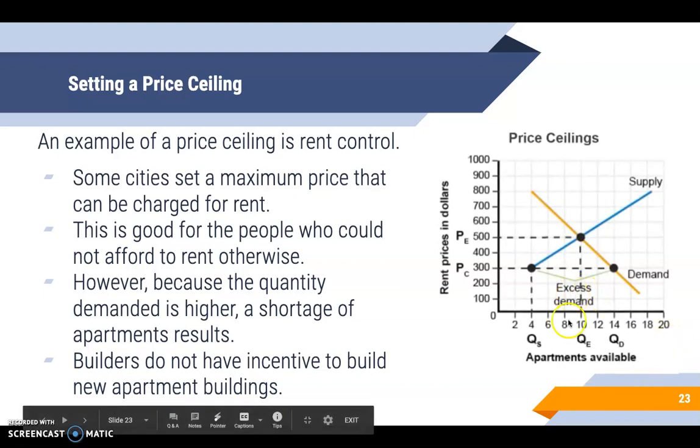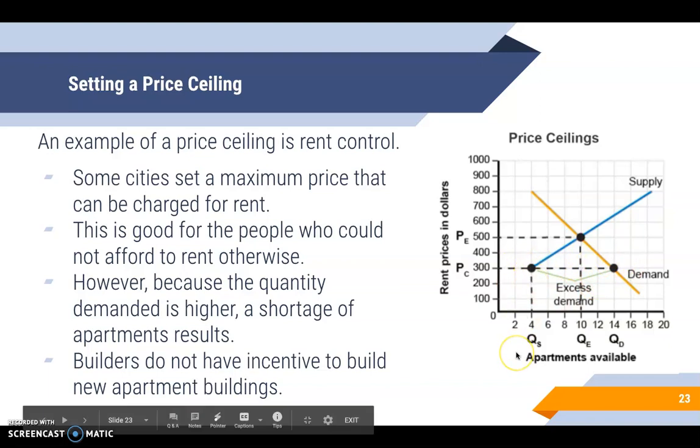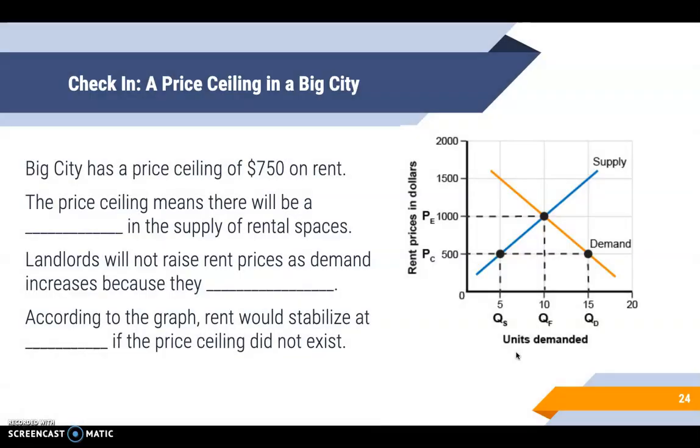So let's talk through that. So if the government comes in and says that we can only charge $300 for rent, there's going to be 4 apartments that are supplied, okay? But the demand when the rent is $300 is at 14. So now we have a shortage. 14 people want apartments, but only 4 of them are going to be able to get them at $300. So that's going to cause that shortage.